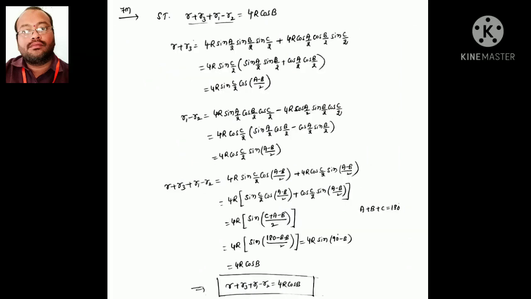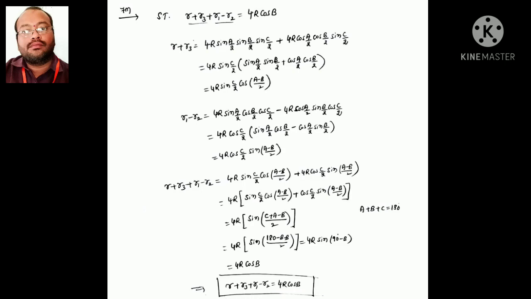In the next problem, r plus r3 plus r1 minus r2 is equal to 4r cos b is given here. We have to show this. First, divide that into 2 parts. r plus r3 as one part, r1 minus r2 as one part. So r plus r3, r is nothing but 4r sin a by 2, sin b by 2, sin c by 2. r3 in the sense, only the third term will be sin, remaining will be cos. So 4r cos a by 2, cos b by 2, sin c by 2. By taking 4r sin c by 2 common, we can get cos of a minus b by 2.